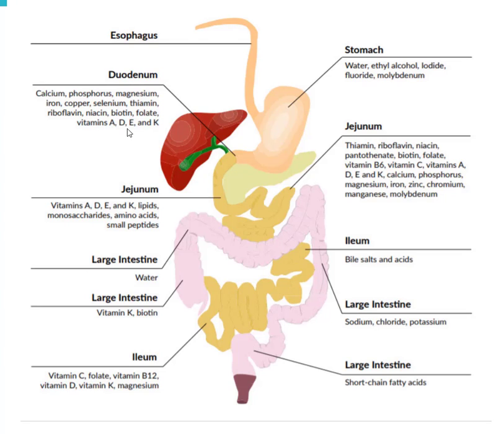You can also see some of the fat-soluble nutrients are absorbed in the duodenum, and then as we travel down to the jejunum, we can see more protein absorption, simple carbohydrate absorption, fat-soluble vitamins, and amino acids. Further down the jejunum, more of your B vitamins are absorbed.